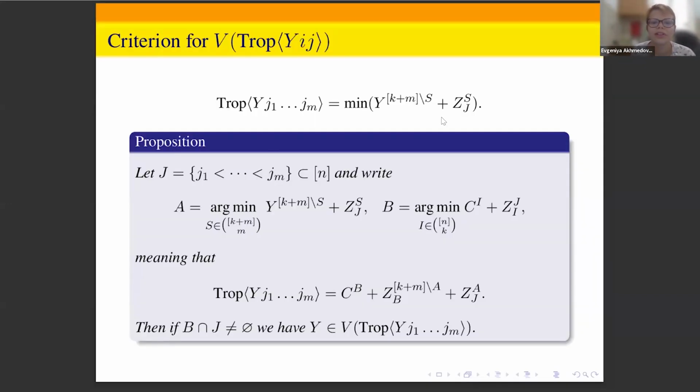So here is the definition at the top of the slide of the tropical twistor coordinates, just tropicalizing the polynomial given them. And below is a combinatorial tool which we use quite frequently in many proofs.